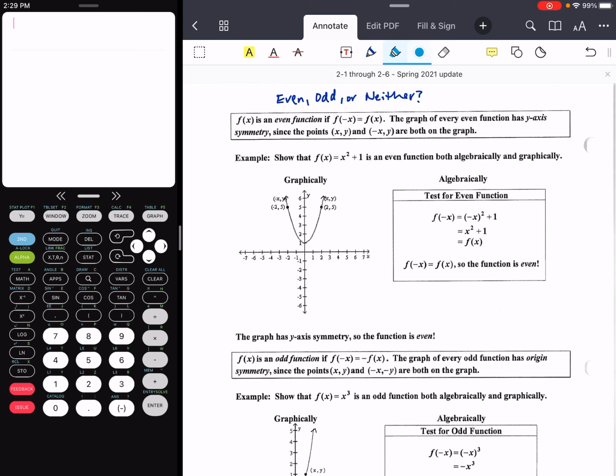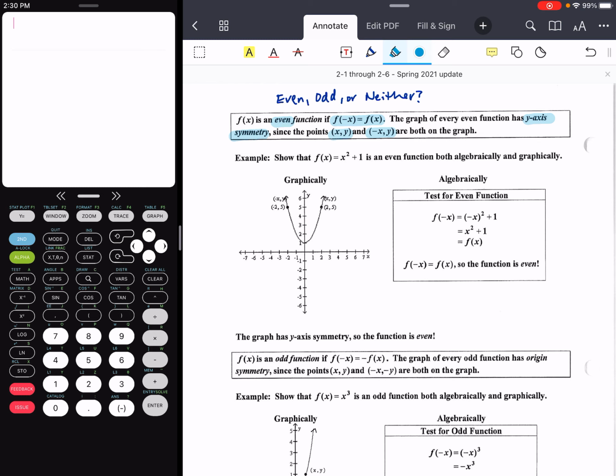So for even functions, we know it's even algebraically if we can show that f of negative x equals f of x. And if we're looking at the actual graph of an even function, the graph of every even function has what's called y-axis symmetry. So spot checking, this means if you have a point (x, y), you're going to have a matching corresponding point (negative x, y).